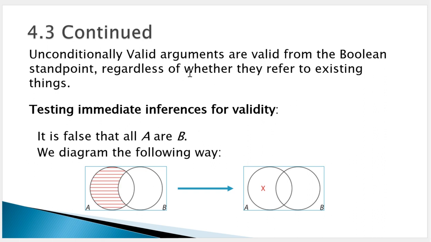All right, unconditionally valid arguments are valid from the Boolean standpoint. Okay, so we don't worry about existence. So if you are drawing, it is false that all A are B, we diagram the flanks. So here, all A are B, this is how we would draw it. If that's false, this would just mean instead of being non-existent, we would have some. If all of the A are B, that means some of them now, it is false means some of the A would not be B. So something would exist here rather than not.